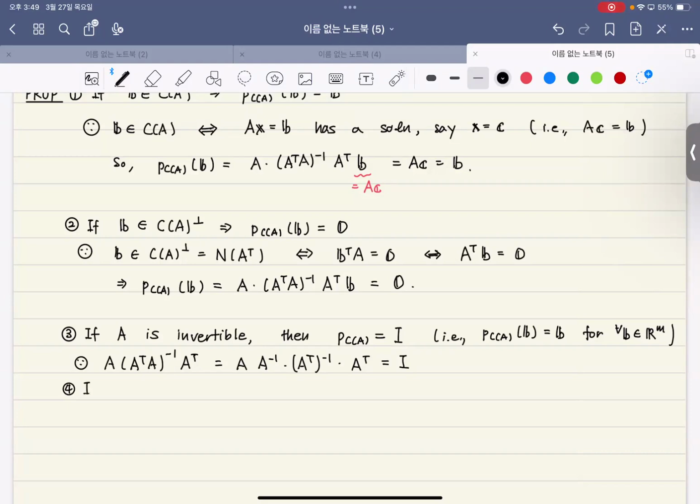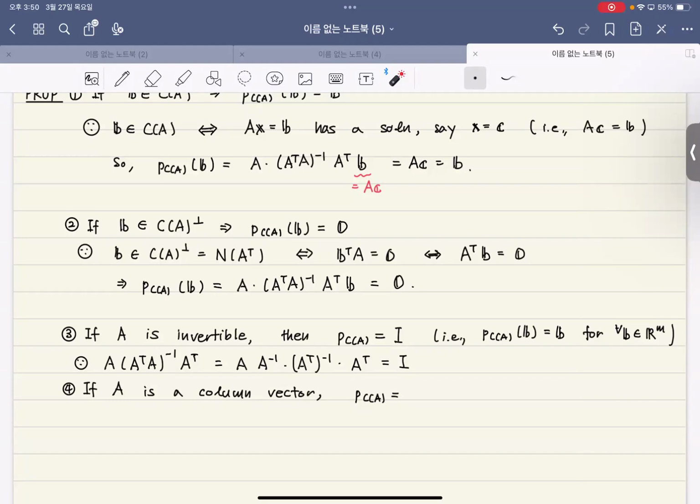Lastly, if A is a column vector, then, so what do I mean by A is a column vector? Usually when you say matrix, the matrix consists of a bunch of columns. But A is a column vector implies A has just one single column, which is just an m by 1 matrix.